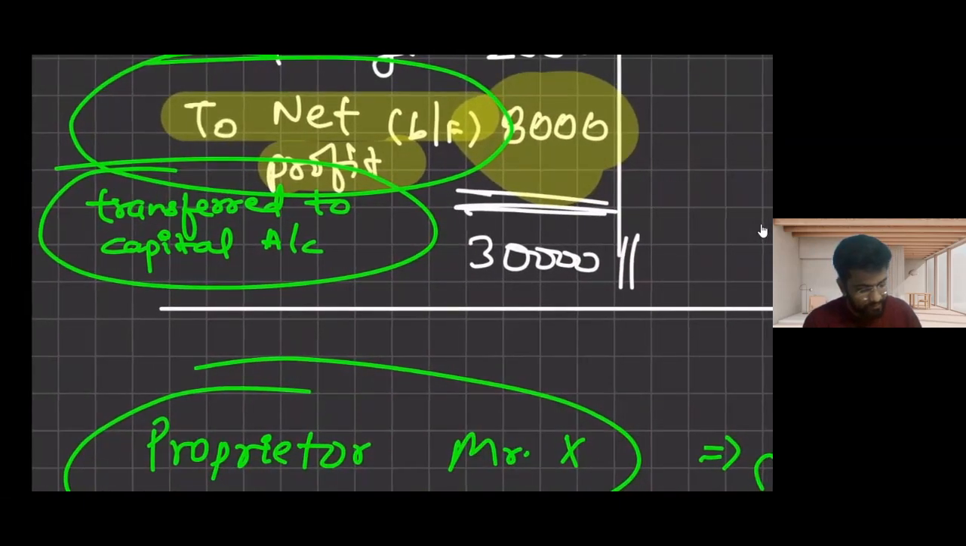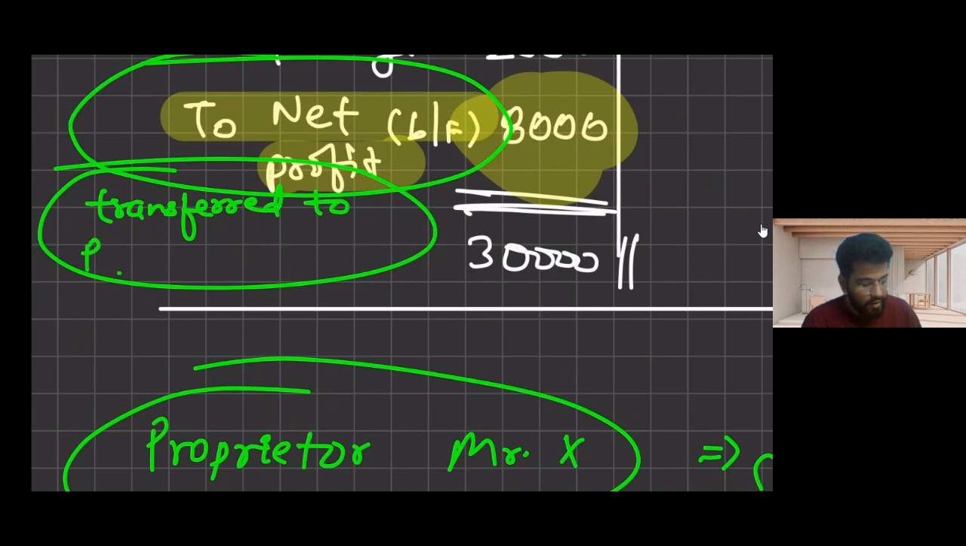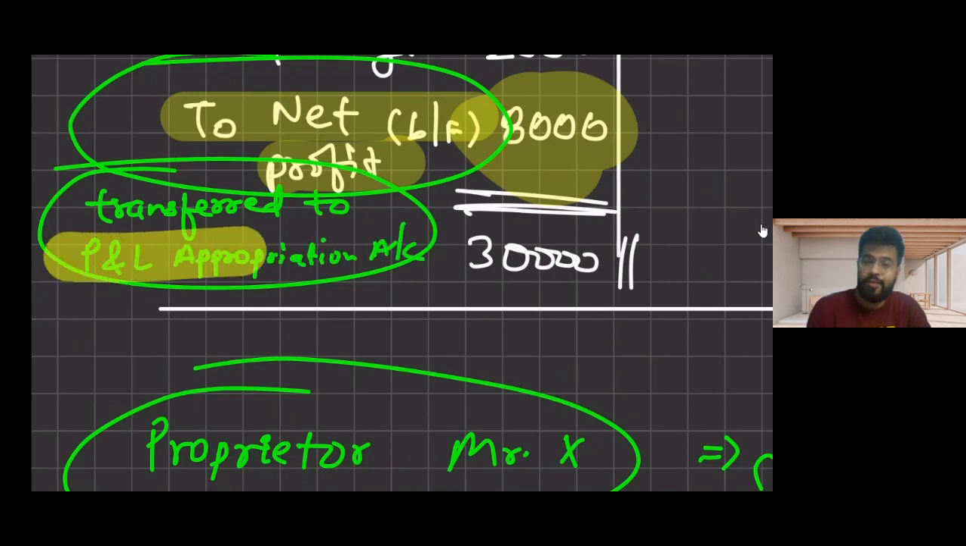the profit and loss appropriation account. This is a new account which we are going to learn. When all the business expenditures are deducted, we get the net profit. That net profit needs to be distributed among the owners of the business. So we prepare the profit and loss appropriation account.